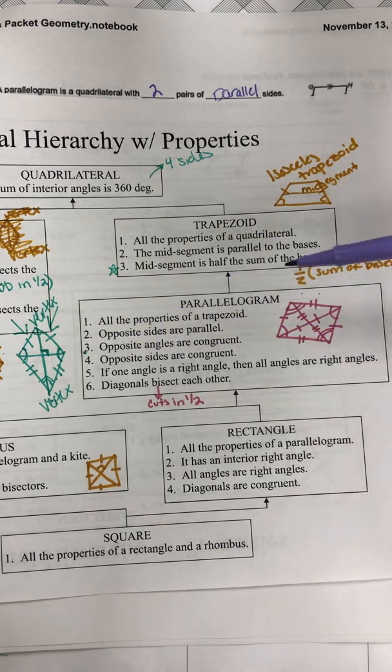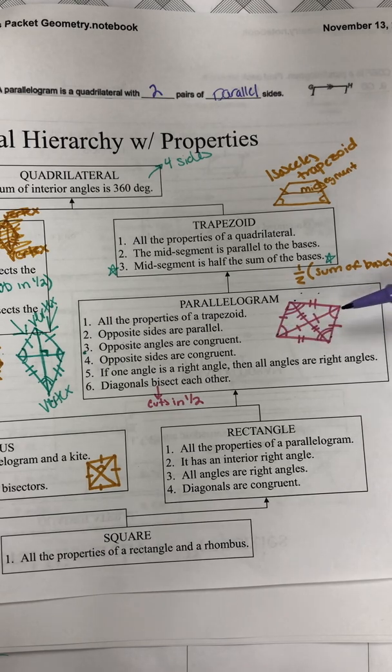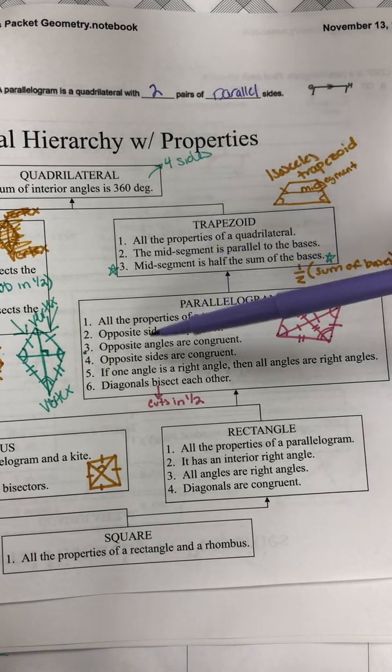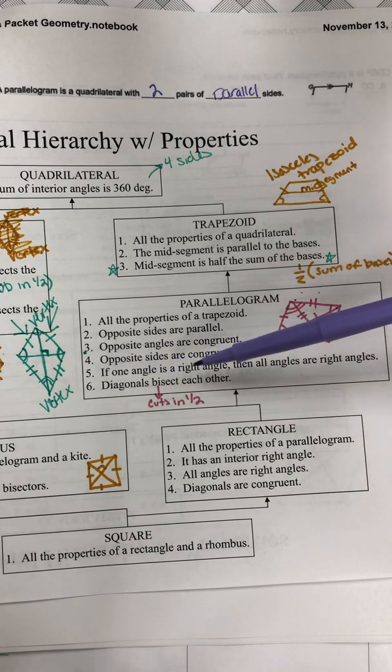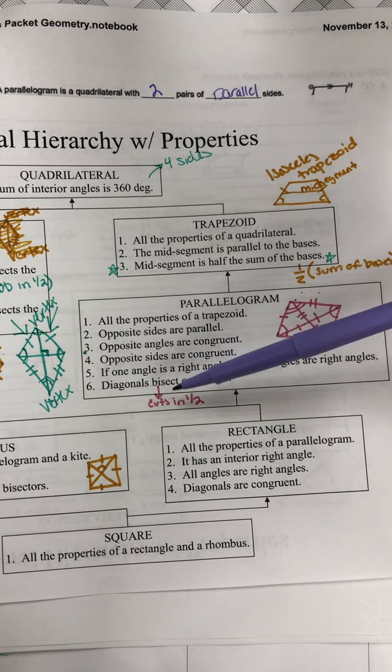Opposite angles are congruent. So this angle will be congruent to this angle, and this angle will be equal or congruent to this angle. So that was what it means by opposite angles. Opposite sides are congruent, so top and bottom are equal, sides are equal. If one angle is a right angle, then you can assume all four corners are a right angle. And the diagonals bisect each other.